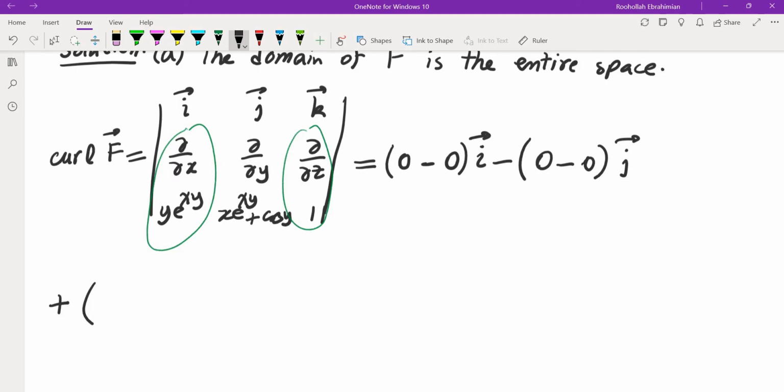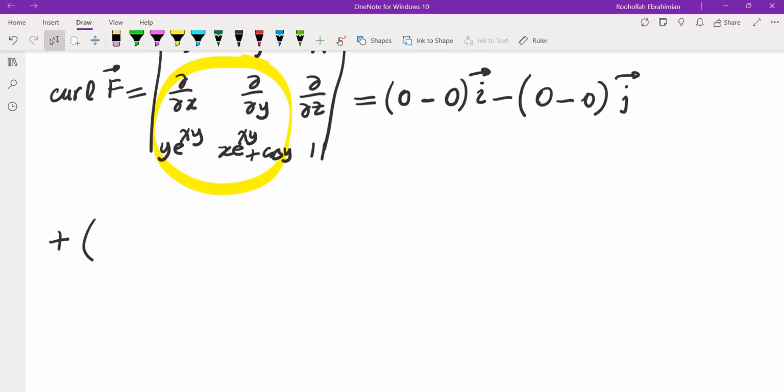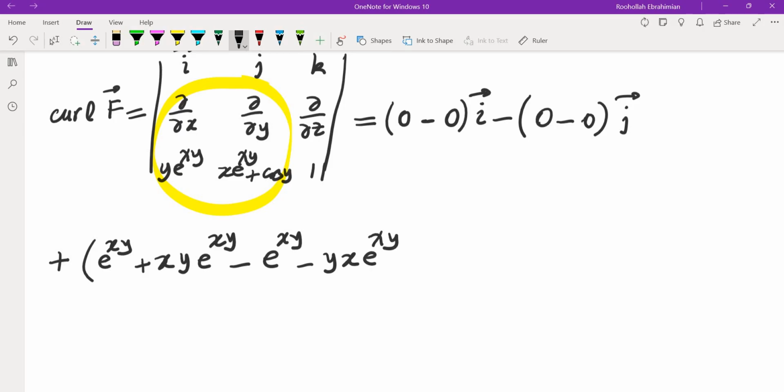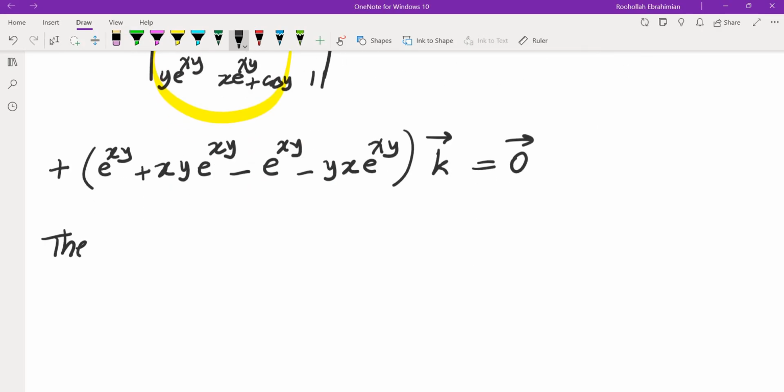And then the last one is this 2 by 2 determinant right here. So we'll have to do the partial of x e to the xy plus cosine of y with respect to x. We get e to the xy plus xy e to the xy, minus the partial of this with respect to y, which is e to the xy, and then minus yx e to the xy, and then times k. And of course, all the components are 0, therefore, this vector field is conservative.